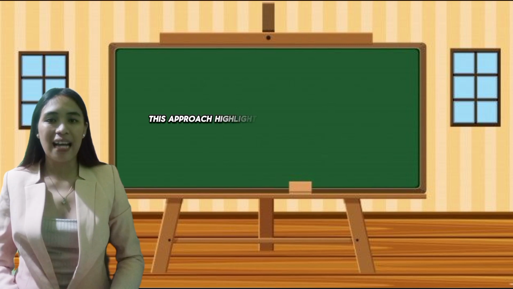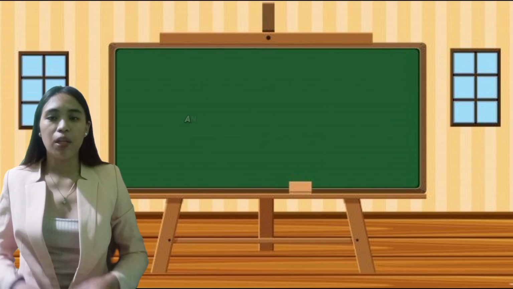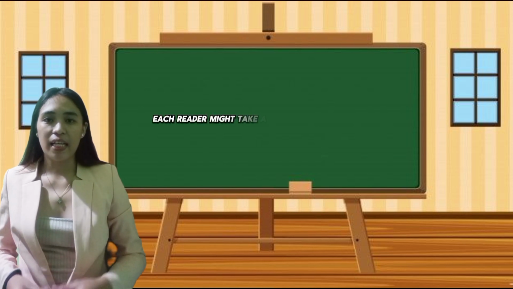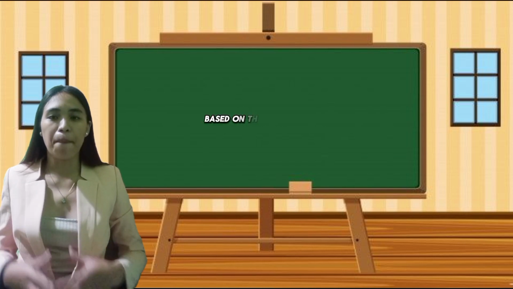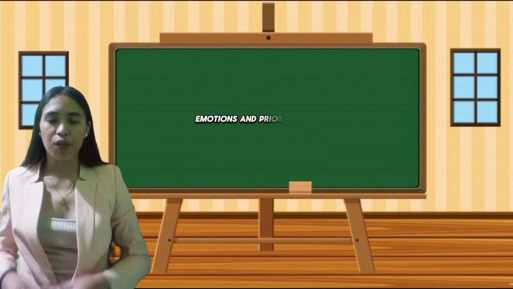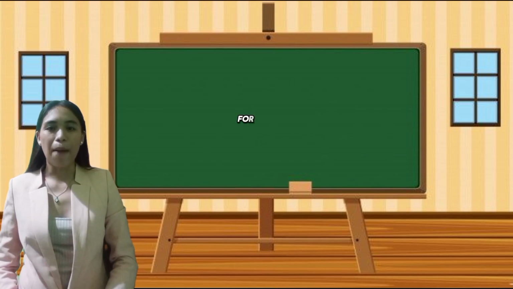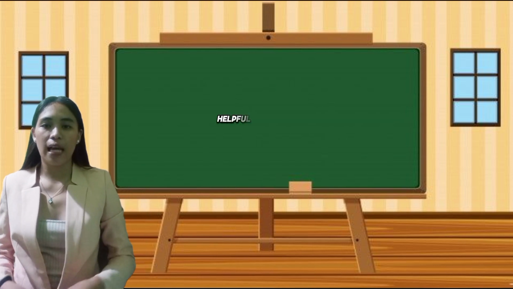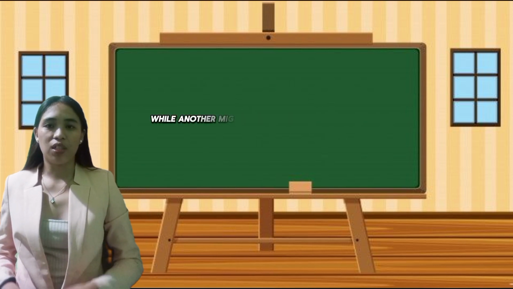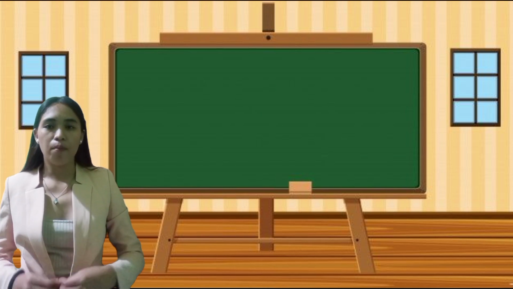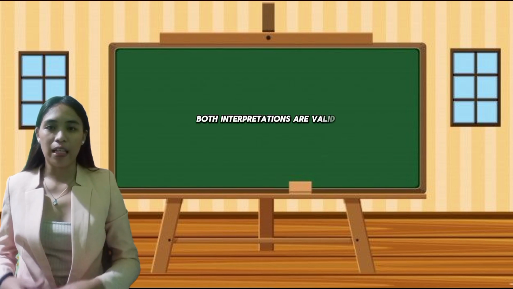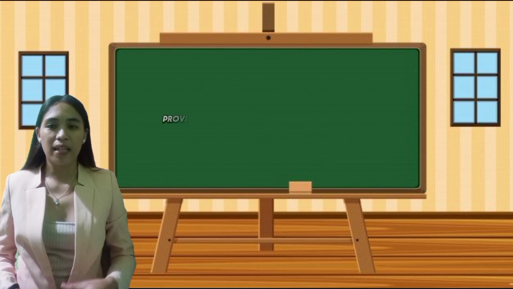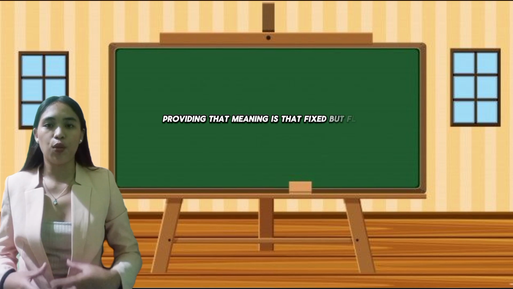This approach highlights that meaning is subjective and shaped by personal experiences. Each reader might take away something different based on their background, emotions, and prior knowledge. For example, one reader might find Villa's explanation of rhyming helpful and engaging, while another might struggle with its complexity. Both interpretations are valid because they stem from individuals' backgrounds and perspectives, proving that meaning is not fixed but fluid.